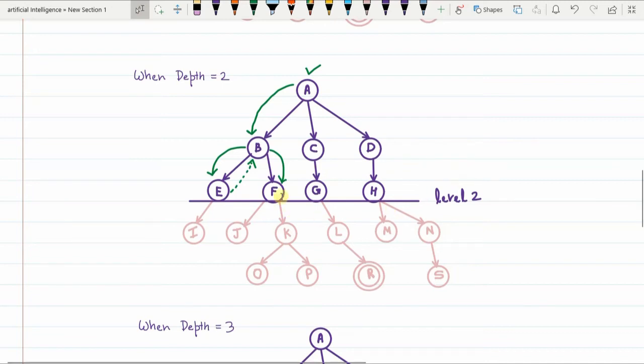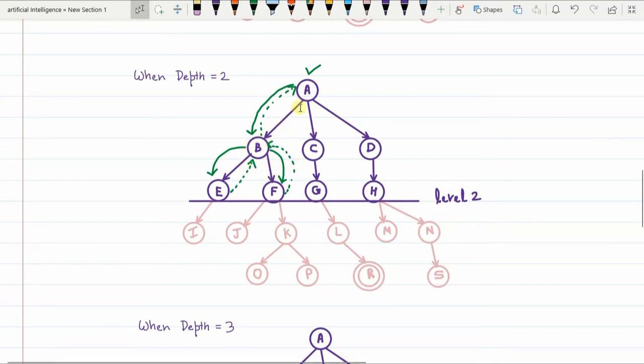After reaching F, we check whether F is a goal node. F is not a goal node, and F also does not have any child node. So we have to backtrack from F back to B. It means that this branch has been unfruitful. So now, since B is unfruitful, we have to backtrack back to A.